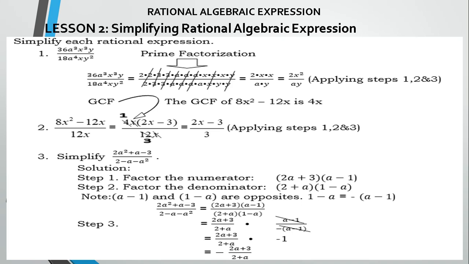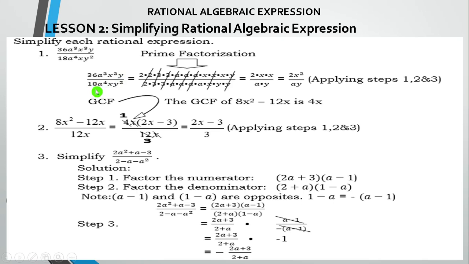So first, we have here our numerator, 36a cubed x cubed y. So 36 is ang factor nito ay pwede magiging 2 times 2 times 3 times 3 because 2 times 2 is 4 times 3 that is 12 and times 3 that is 36. Diba? Then, yung ating a cube is a times a times a. Diba? Then, yung x cube ay x times x times x. Then, y.